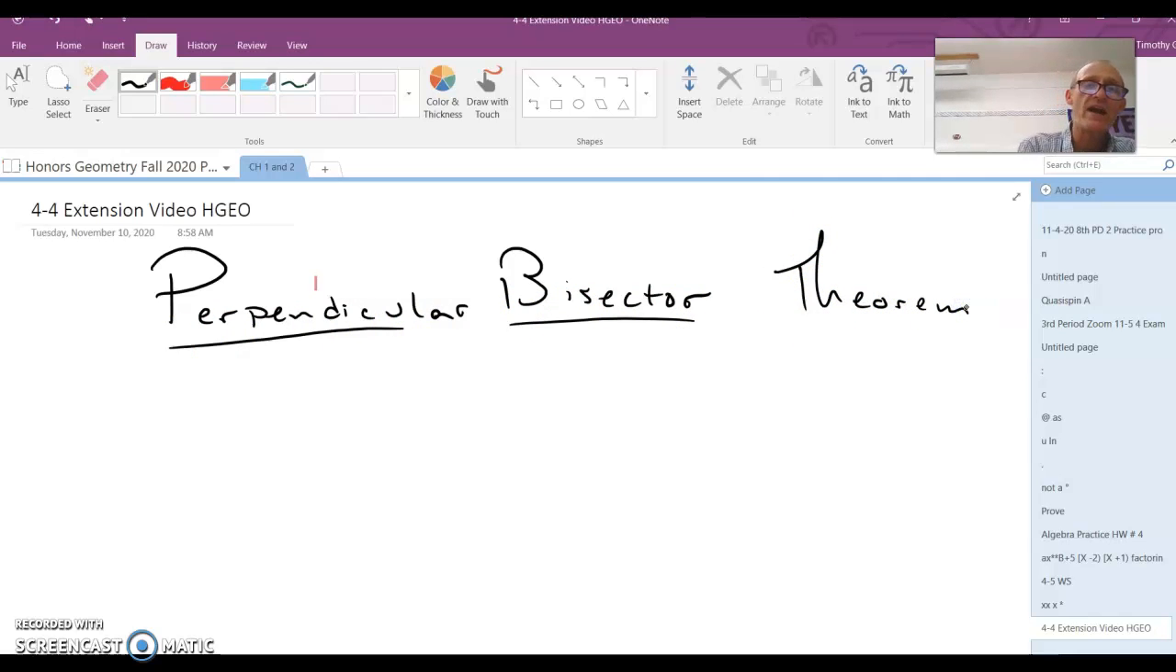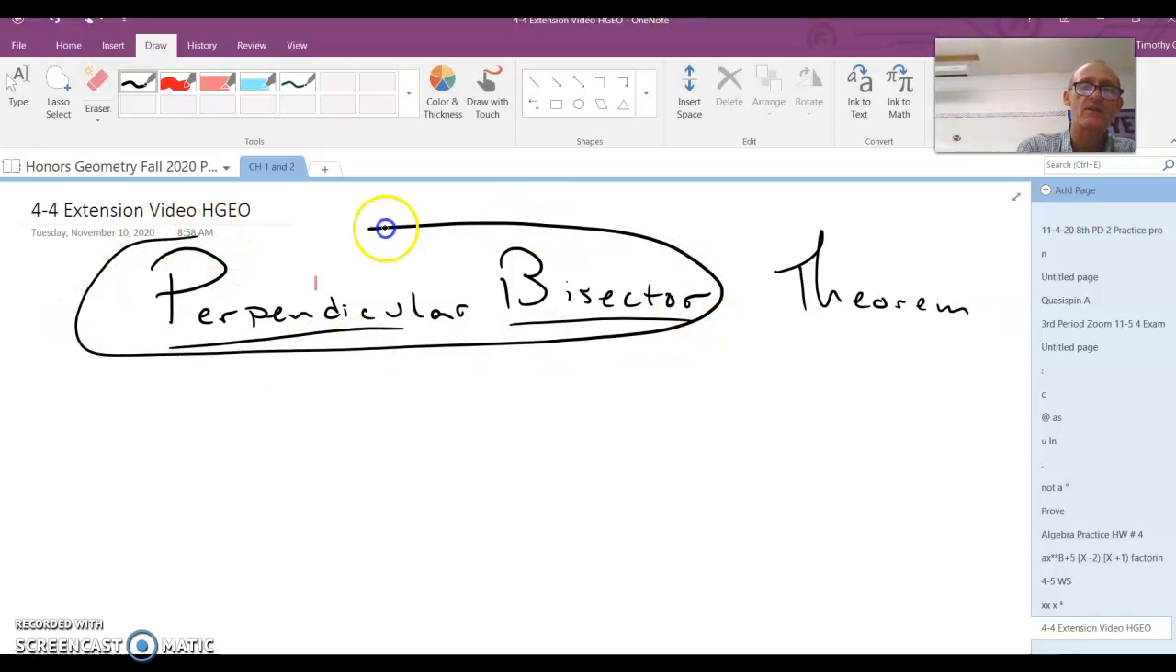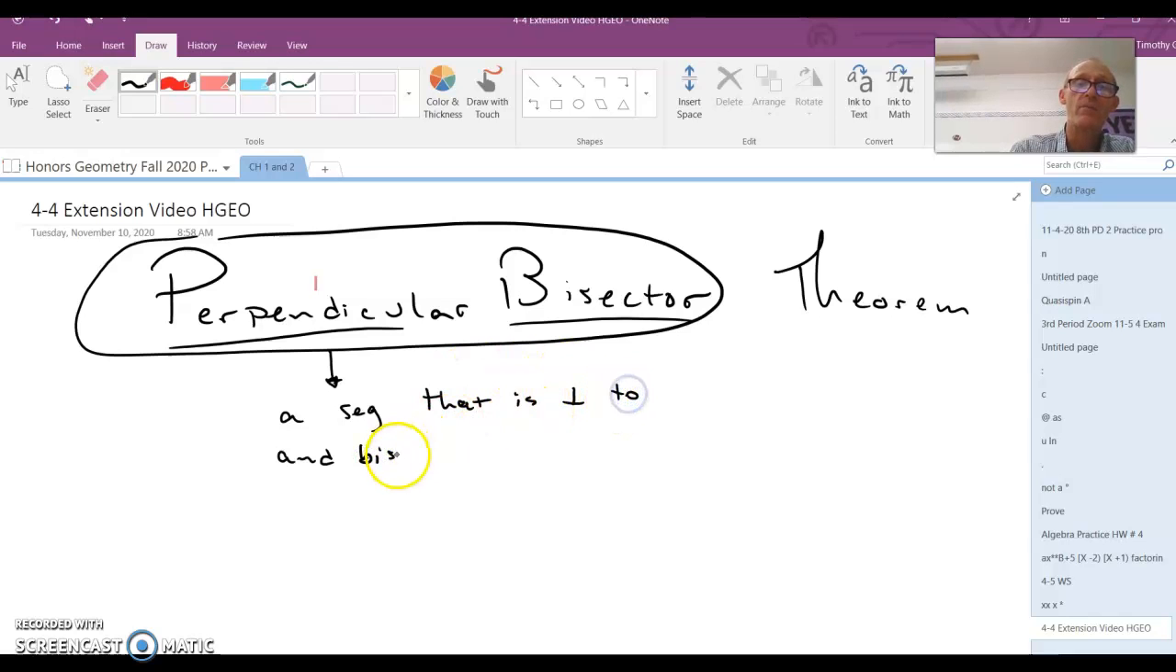Okay, and so remind ourselves what a perpendicular bisector is. This is a segment that is perpendicular to and bisects another segment. All right, so a perpendicular bisector might look something like this.